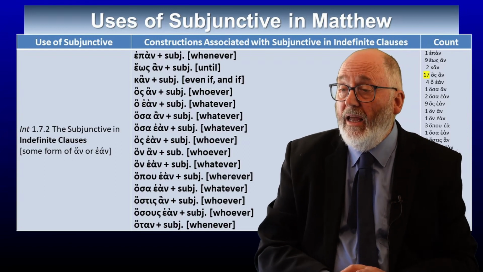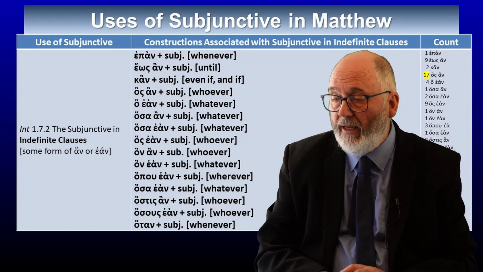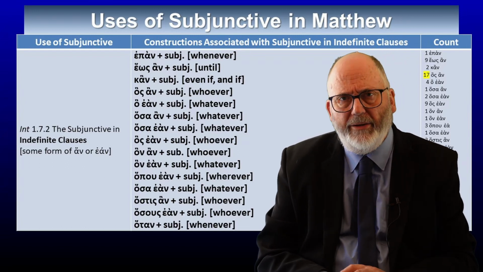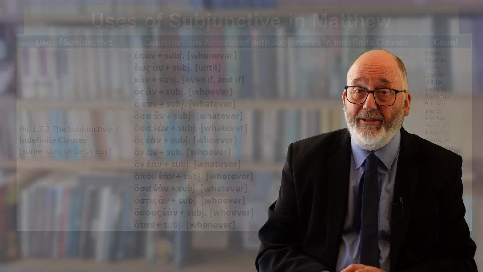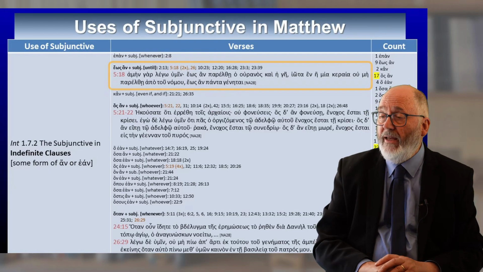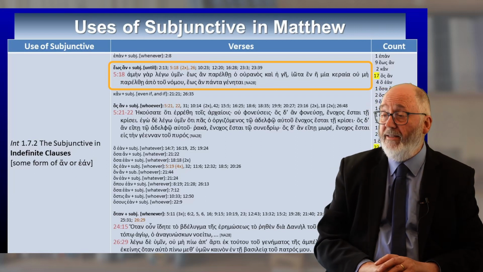So we can see epan, heos an, ean, hos an, hosa an, etc. introduce an indefinite clause that has a subjunctive in it. Let's look at some examples. So we have Matthew 5:18. We've actually got two heos ans in that sentence, haven't we?